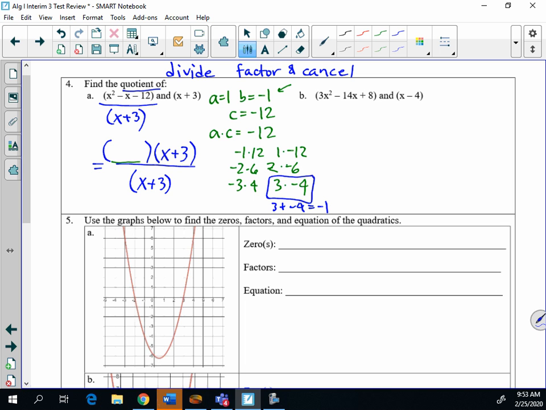Remember, because A is 1, we do not need to do the box. We just take these numbers and put them right in here. We already have the +3, so this other one is x minus 4. Then I cancel these two, and my final answer is x minus 4.